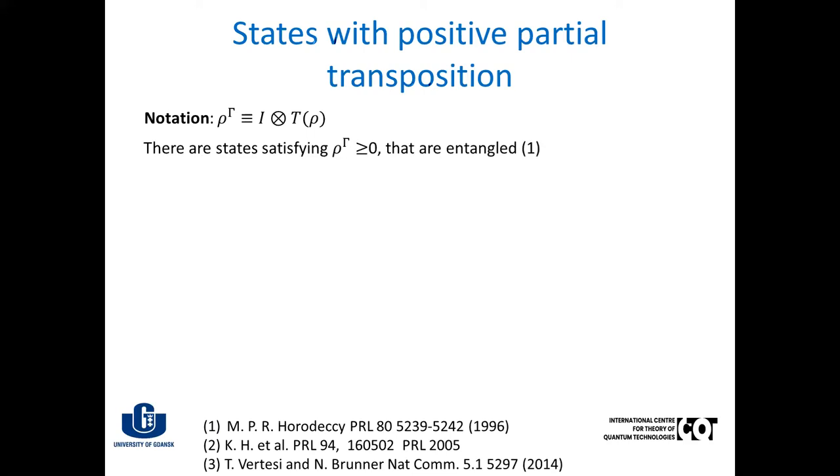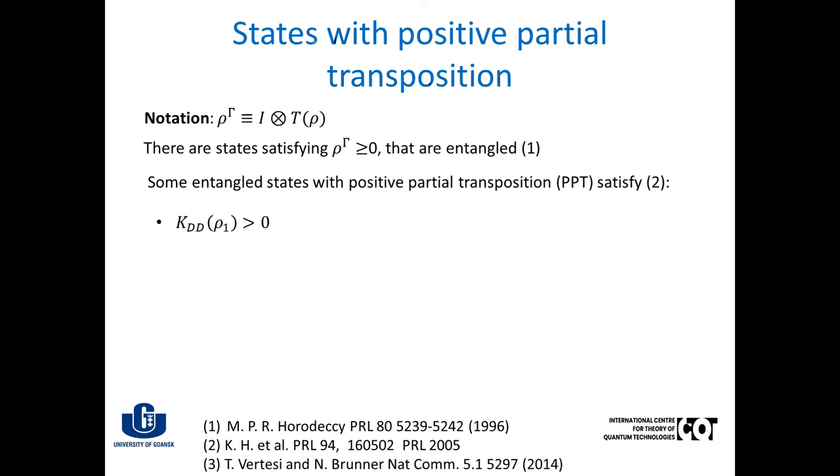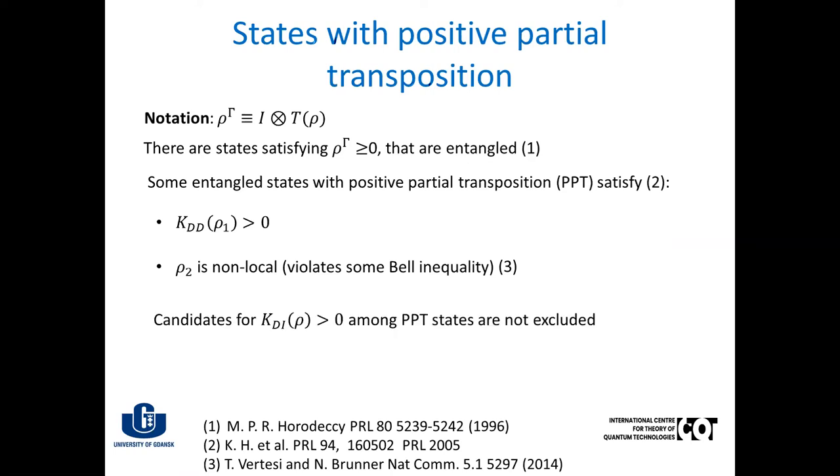And we know that there are states having positive partial transposition that are entangled. Some of them have positive device dependent key, which I call rho one, and there are some states, say rho two, which are non-local in the sense that they violate some Bell inequality, and they're also PPT. This was the breakthrough by Tomasz Bertl and Nicolas Brunner. I say rho one and rho two because it is not known whether there exists a single state that satisfies these two properties at the same time.